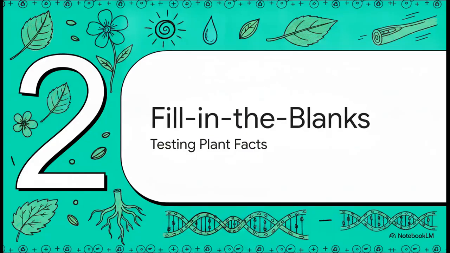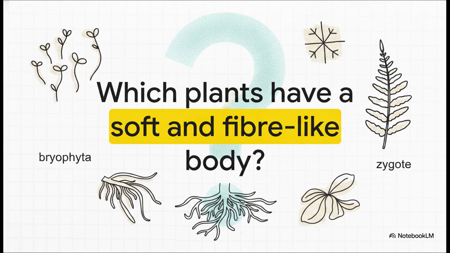Moving on to Section 2, Fill-in-the-blank plant facts. Okay, so we've got the broad categories down. Now it's time to really put our botanical vocabulary to the test. Our first fill-in-the-blank question reads, blank plants have soft and fiber-like body. We've got a specific word bank to choose from: angiosperms, gymnosperms, spore, bryophyta, thallophyta, or zygote.